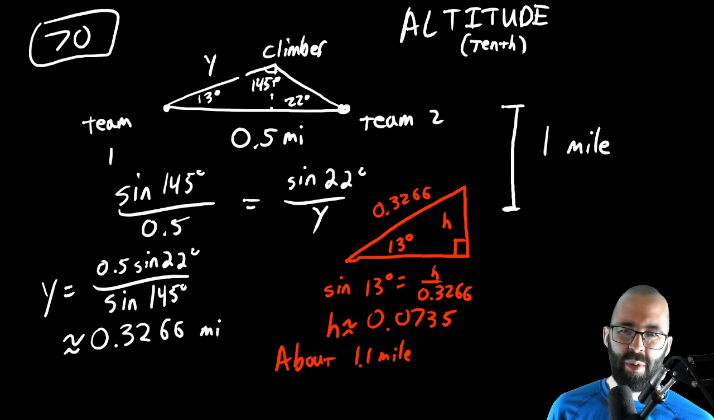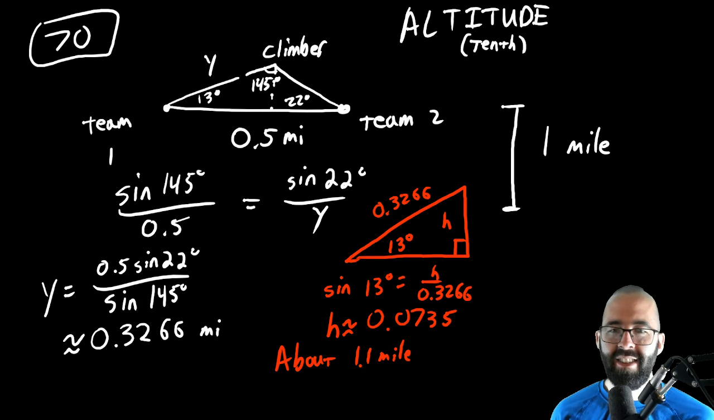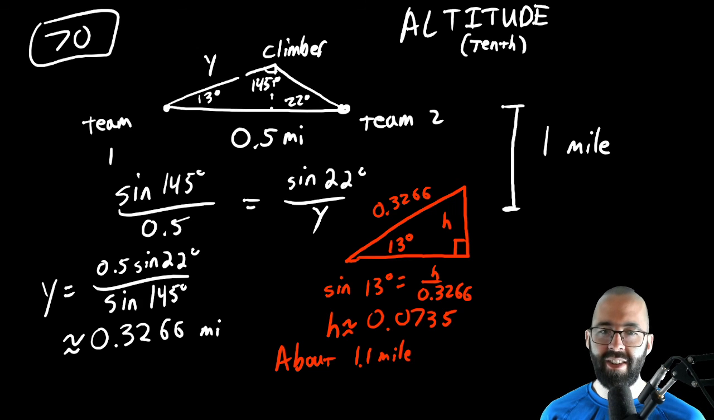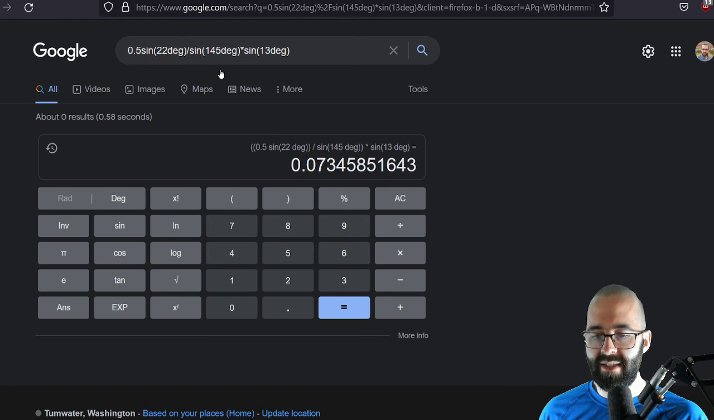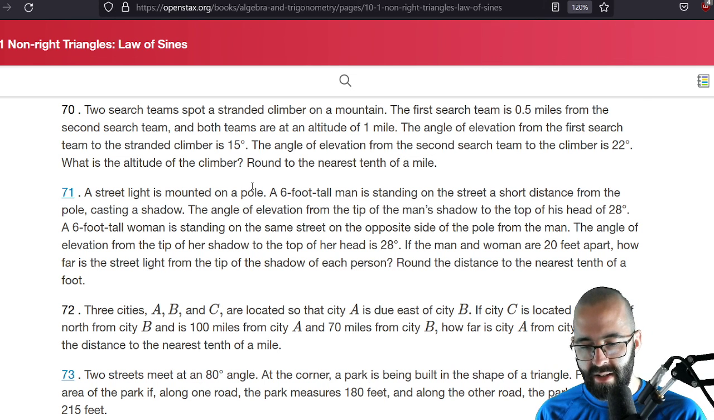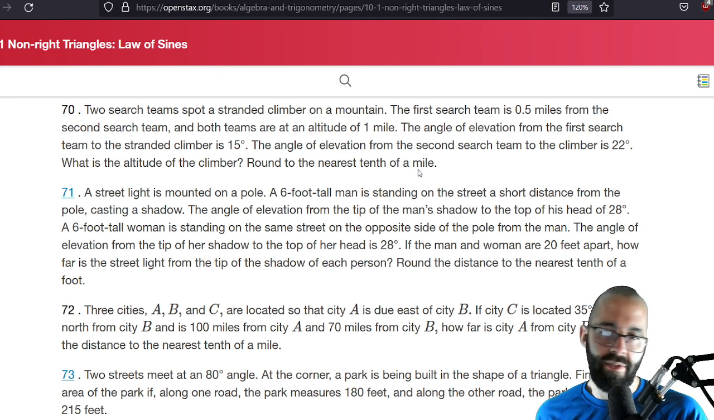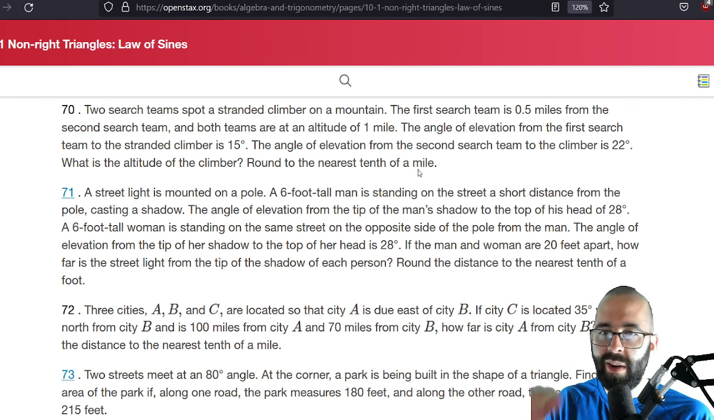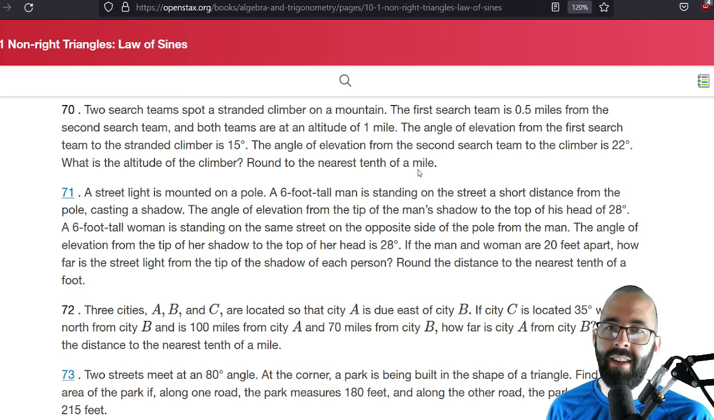It's kind of weird to express this as miles. I don't like this, honestly. I feel like we always express altitude in feet in the United States. But these are the units that it's giving us in the problem, right? Round to the nearest 10th of a mile. All right, so we're doing what it wants. Doesn't mean I have to be happy about it.